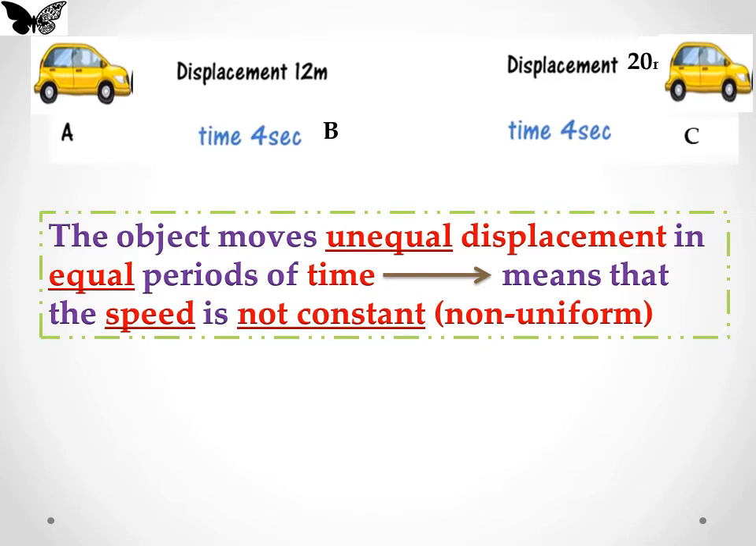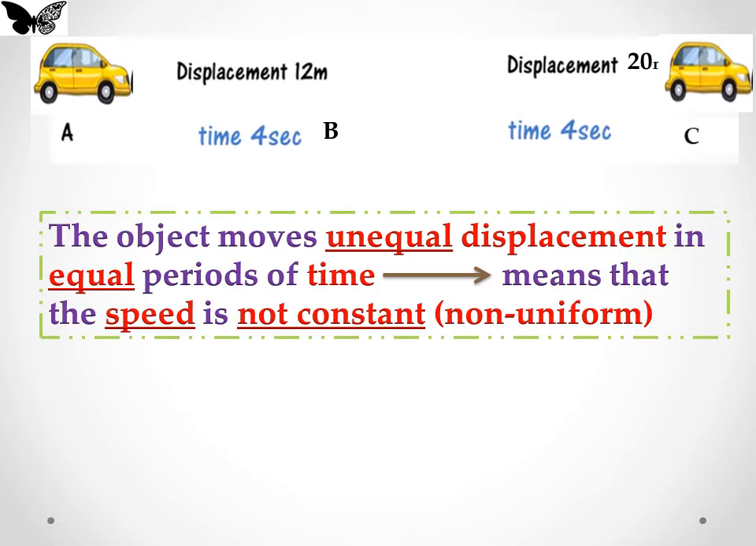It's moving with the same speed from point A to point B and from point B to point C? Of course not. Because if it's moving with the same speed, this means that my car would have covered the displacement of 20 meters in more than 4 seconds. So my car covered an unequal displacement in equal periods of time. This means that the speed is not constant, it varies.